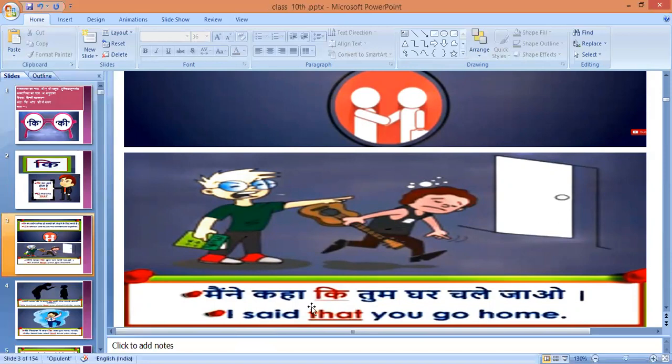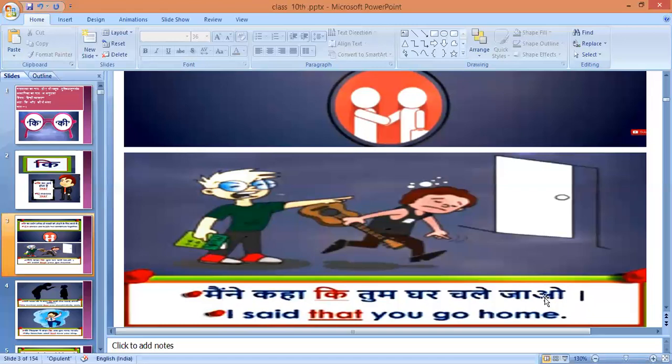Now you understood, when we say it as indirect speech or direct speech, we use it. Direct speech means the dialogue is shown with inverted commas. But in indirect speech, the inverted commas will be removed and turned into 'that'. So, I said that you go home. मैंने कहा कि तुम घर चले जाओ. So that is the example.